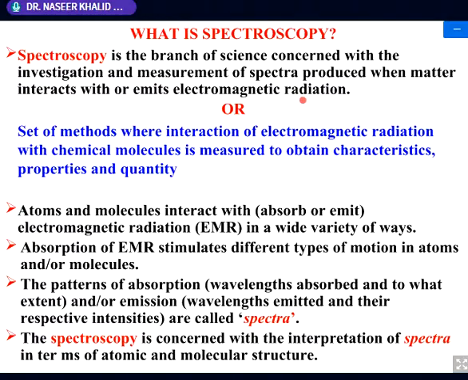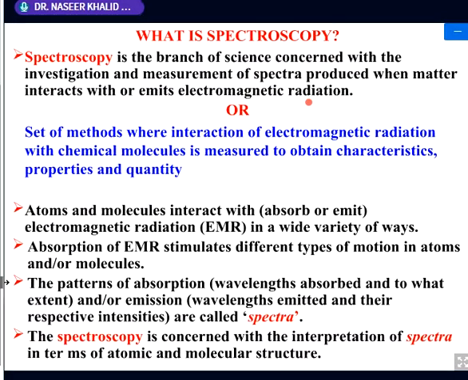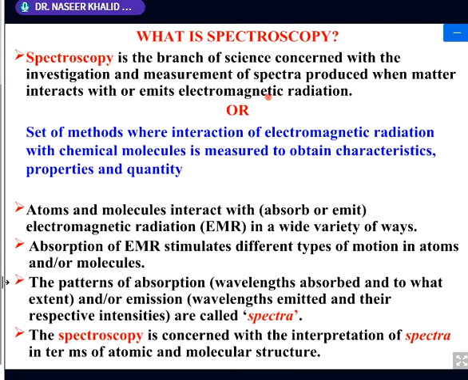Radiations are coming, for example, from the sun or from a bulb. These radiations interact with matter. This is known as absorption spectra. And when it is emitting the radiation, it is the emission. The pattern of the absorption as well as the emission is known as spectra.